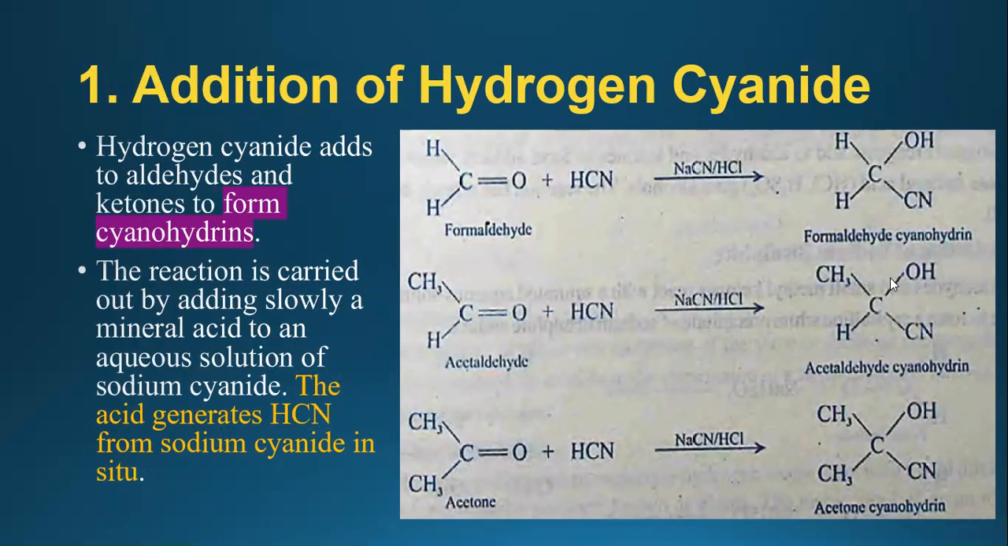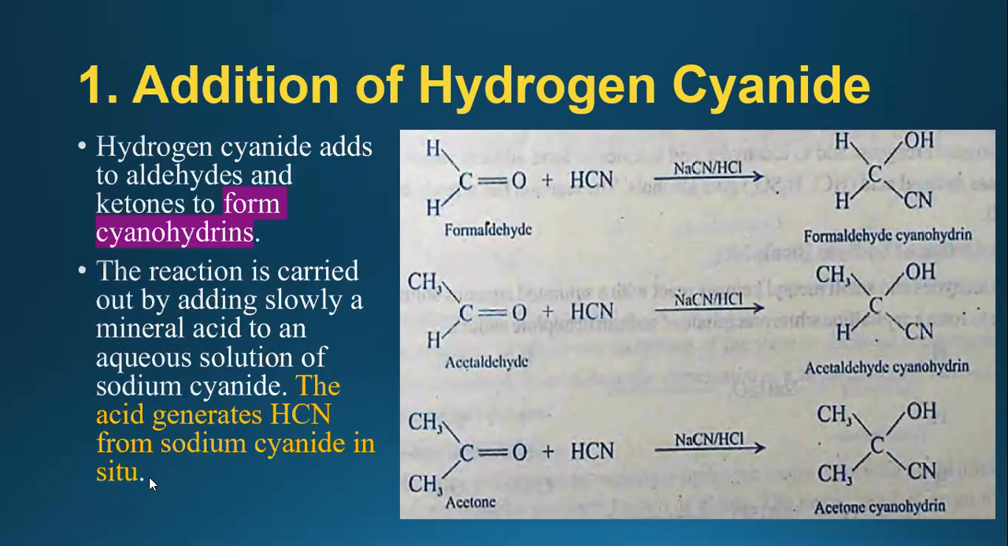The product derived from formaldehyde is known as formaldehyde cyanohydrin. Similarly, the second product is formed by acetaldehyde, that is acetaldehyde cyanohydrin, and the third product is acetone cyanohydrin. The reaction is carried out by adding a mineral acid slowly. What is the mineral acid? That is HCl, which is added to an aqueous solution of sodium cyanide, and thus HCN will be generated in situ.